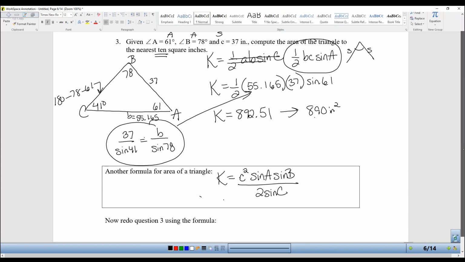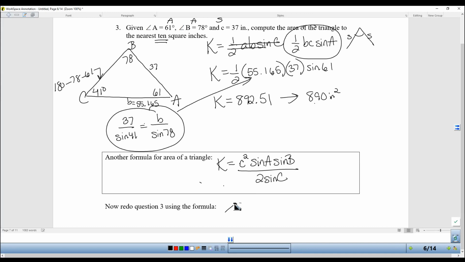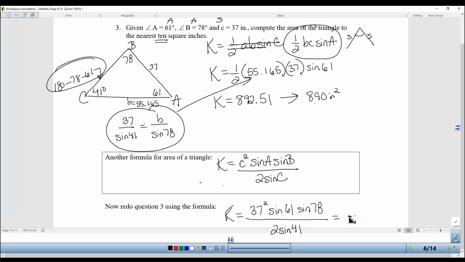So now that we have that, can we redo question 3? Absolutely. So now K is equal to C, which was 37, that's what we were given, 37 squared, sine of A, 61, which we were given, sine of B, 78, which we were given, and we actually weren't given angle C, but remember, we were able to find that pretty easily. So 2 sine of 41, and you'll still get the same answer of 892.51, which again, we rounded to 890.